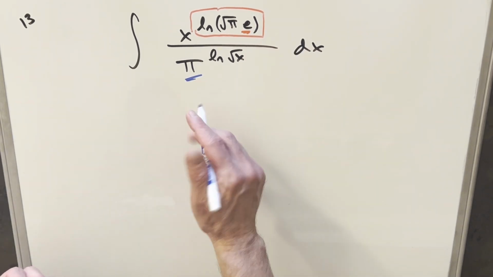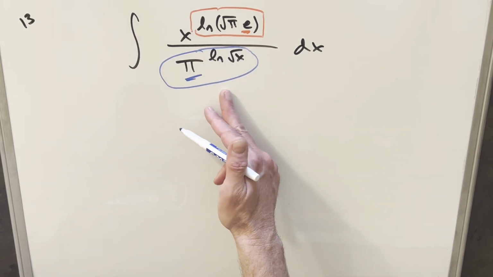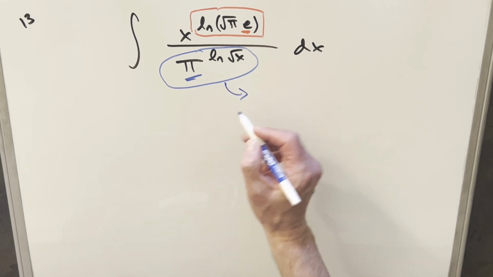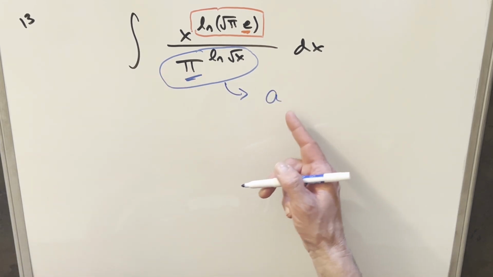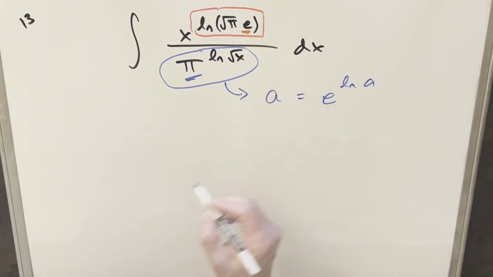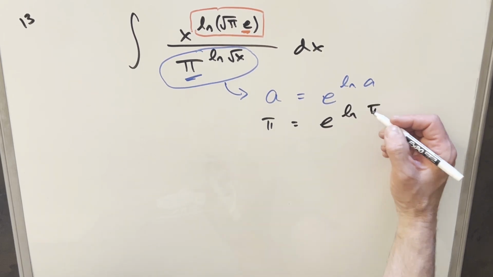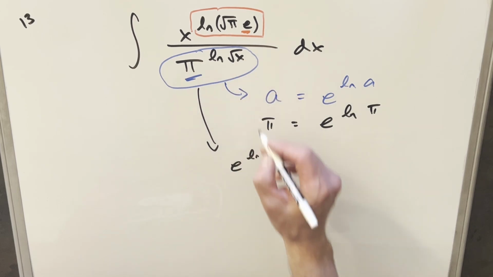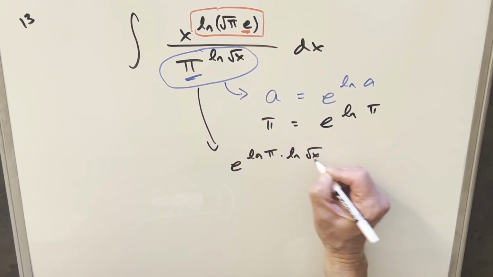So what I'm going to start with is this denominator, and manipulate it, because I think we can get some simplification to this whole thing. When our base is not e and it's not x, if I have some constant a, I can write this as e to the ln a. So doing that with pi, we could write pi as e to the ln pi. But we have this exponent, so when we multiply it in, we're going to have this as e to the ln pi times ln square root of x.